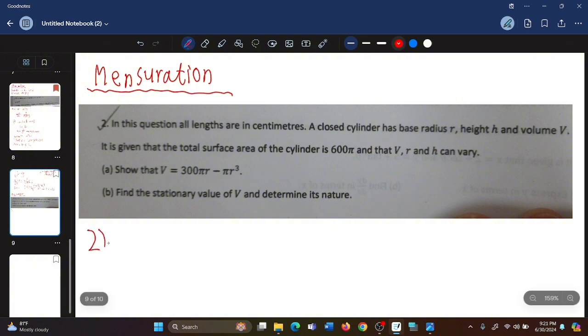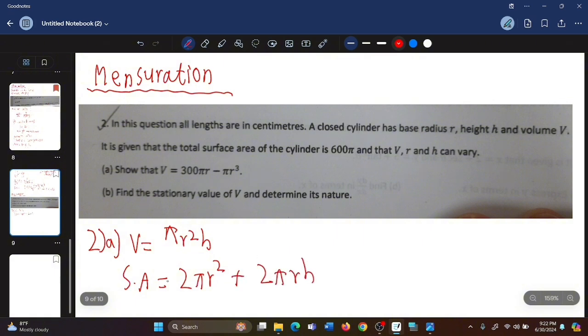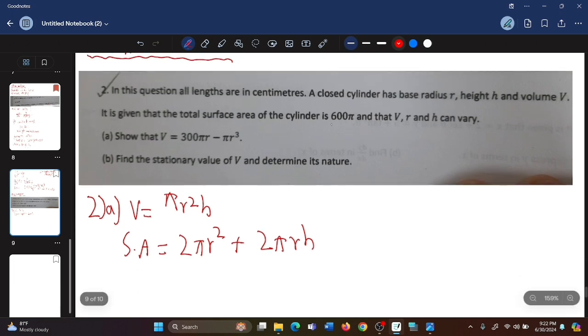2a. We know the volume of the cylinder is calculated by the formula V is equal to pi r squared h, and the surface area of the cylinder is calculated by the formula 2 pi r squared plus 2 pi r h. This is the formula of the surface area of the cylinder, and this is the formula of the volume of the cylinder. If you notice in the formula of volume that we have to show, there is nothing called h. The height is not there.